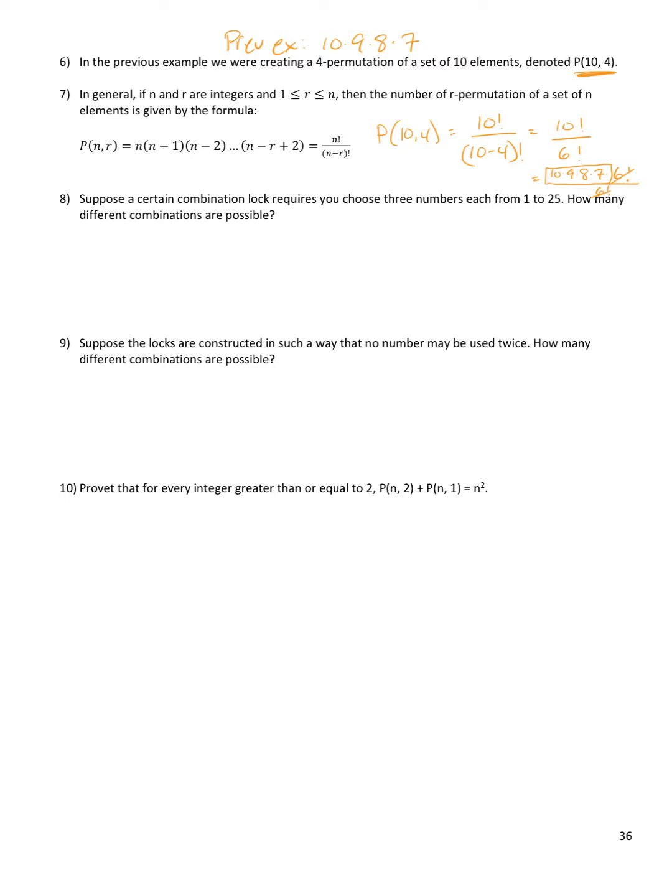So let's suppose a certain combination lock requires you to choose 3 numbers, each from 1 to 25. How many different combinations are possible? So I have 3 choices to make: the first number, the second number, and the third number. Each of them I get to choose from 1 to 25. So I have 25 ways of choosing the first number, 25 ways to choose the second, and 25 ways to choose the third. And that comes out to 15,625 possible combinations.